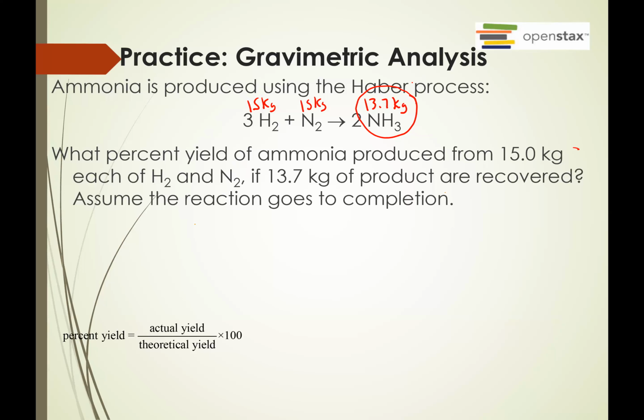Which one do you think it is? So remember, the theoretical yield is the one that we get when we look at the periodic table or use our calculator. For 13.7, do we need to use our calculator or look at the periodic table? No, they gave it to us. So that makes it the actual yield. So 13.7 is our actual yield.